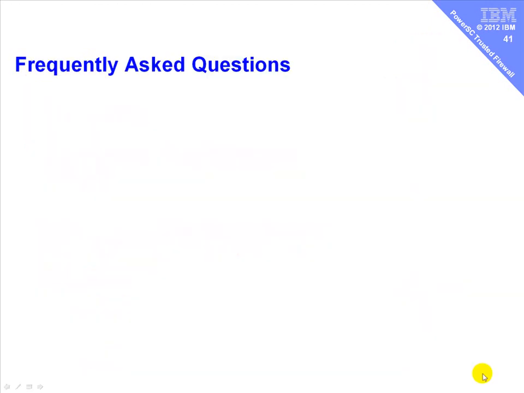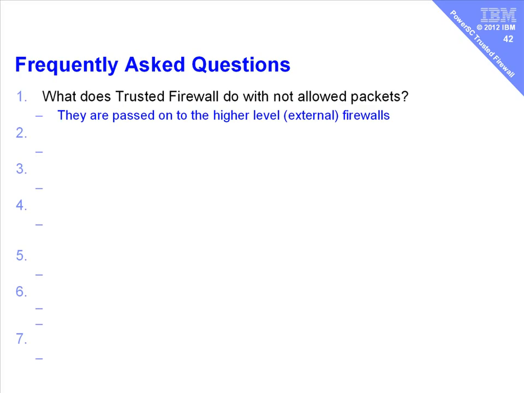Now, I have given this presentation about half a dozen times to a room full of network experts, and they tend to come up with the same sorts of questions every time, so I thought I'd answer those right now. What does the Trusted Firewall do with packets that are not allowed? Normally a firewall drops these packets. Well, these are passed on to the higher level external firewalls to deal with as normal.